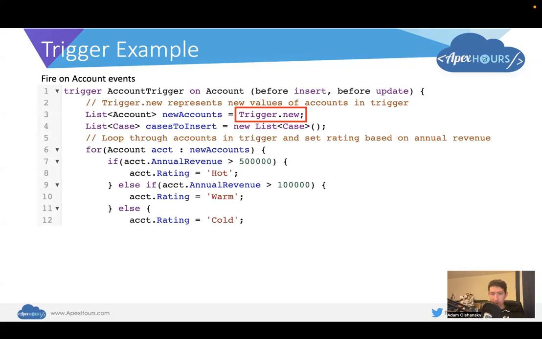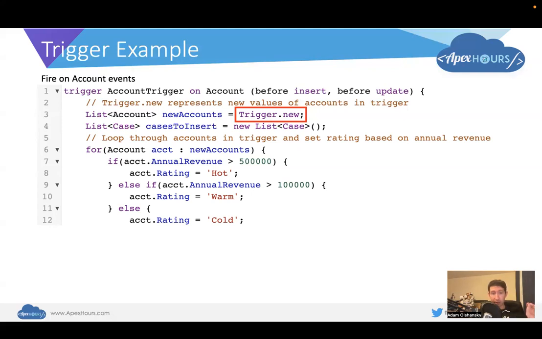So we're going to loop through our accounts and set the rating based on the annual revenue. So line 6, we have our for loop, and we're saying for each account, ACCT, in new accounts, we're going to do a check. If the annual revenue on the account is greater than 500,000, set the rating to hot.